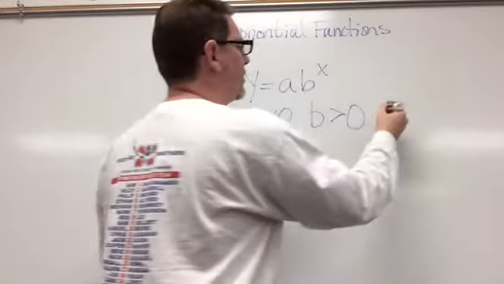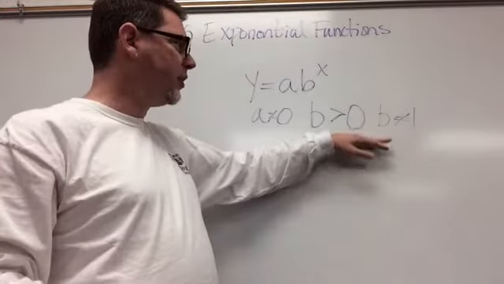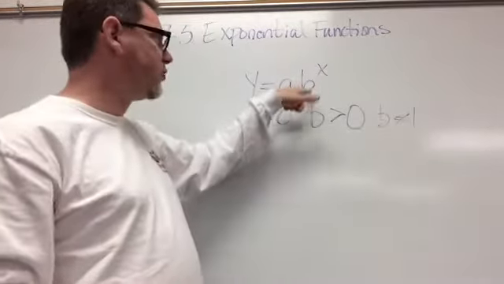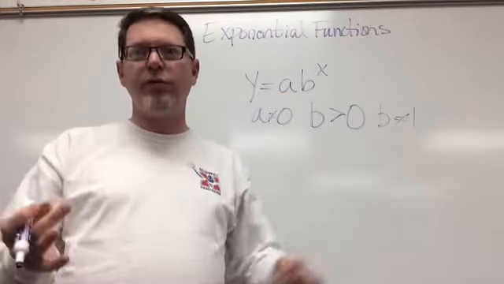And the other thing we also need to know is b is not going to equal 1. It's still going to be greater than 0, but it can't be 1. Because if it's 1, then that makes it a linear equation. And we don't want a linear equation, we're doing exponential.